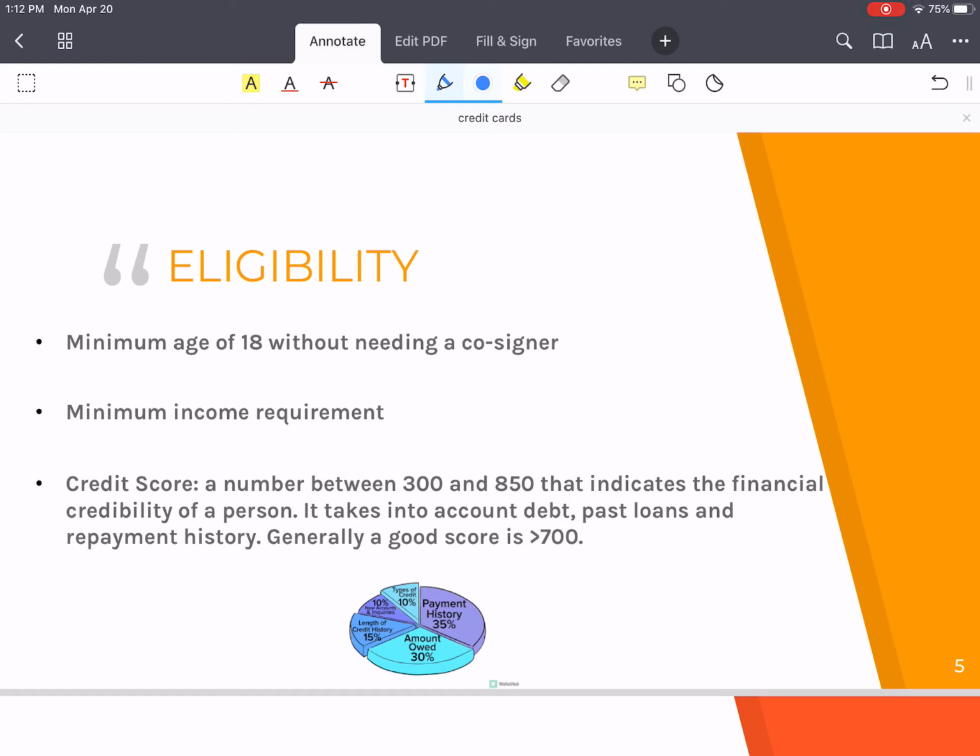So a credit score, by definition, is a number between about 300 and 850, and it indicates how good your credit is. By that, I mean, do you have outstanding debts? Do you have loans? How quickly were you able to pay back your loans in the past? It takes into account basically all your financial transactions up to now and calculates this credit score. Typically, you want a credit score that's greater than 700.